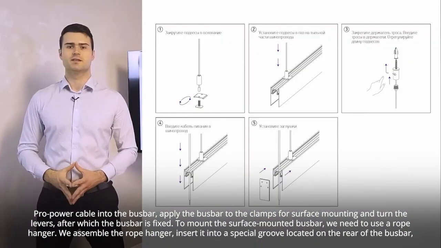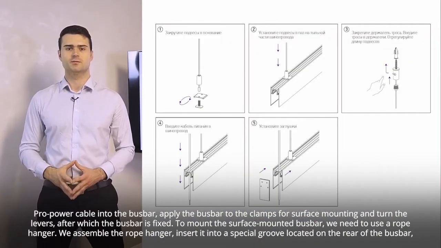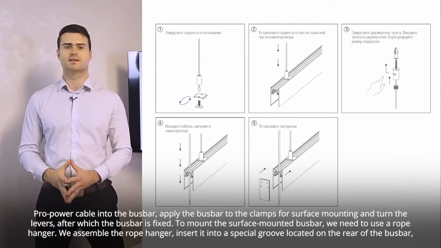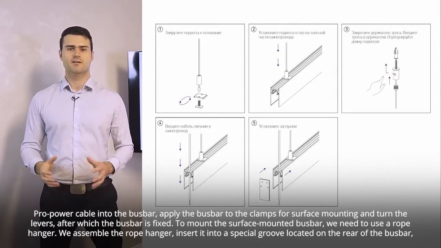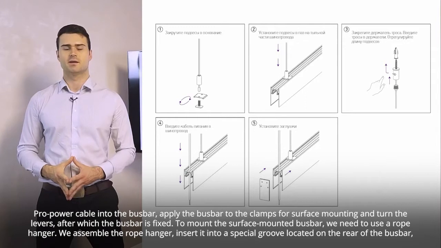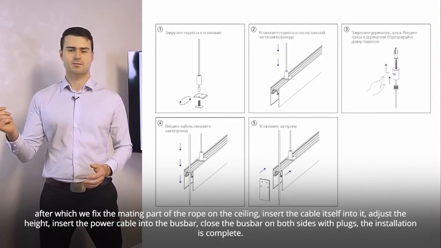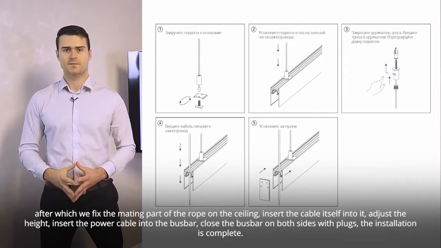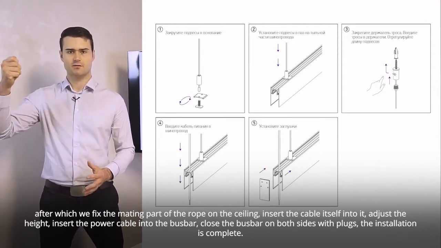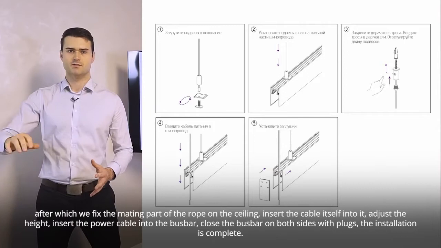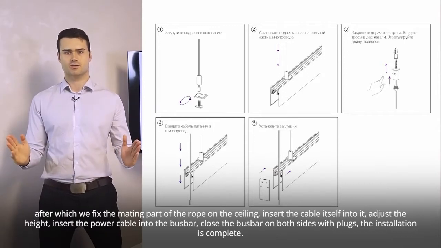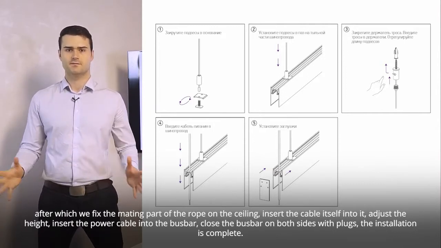To mount the surface-mounted busbar, we need to use a rope hanger. We assemble the rope hanger, insert it into a special groove located on the rear of the busbar, after which we fix the mating part of the rope on the ceiling. Insert the cable itself into it, adjust the height, insert the power cable into the busbar, close the busbar on both sides with plugs. The installation is complete.